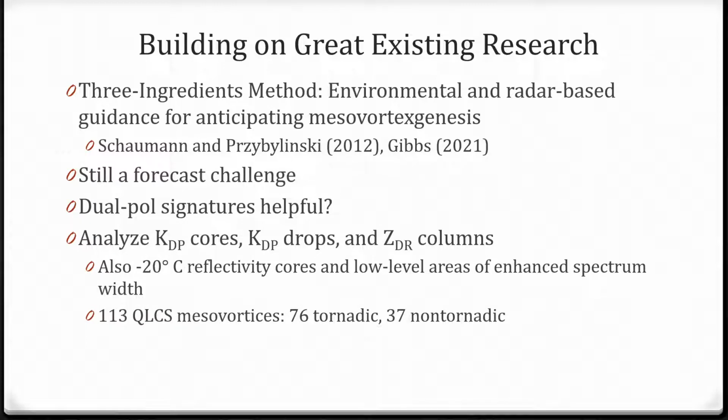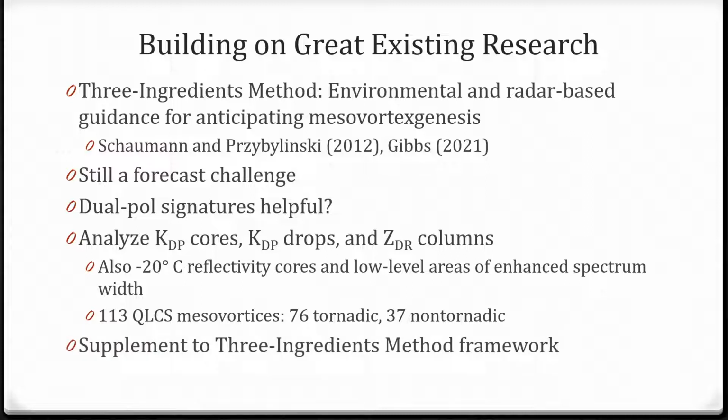So far we've analyzed KDP cores, KDP drops, and ZDR columns for our dual-pol signatures. We've also looked at -20C reflectivity cores and what we're calling a low-level area of enhanced spectrum width for the single polarization signatures. So far we've looked at 113 mesovortices, with 76 of those being tornadic and 37 of those being non-tornadic. And really our goal is just to potentially provide a supplement to the 3 ingredients method framework.